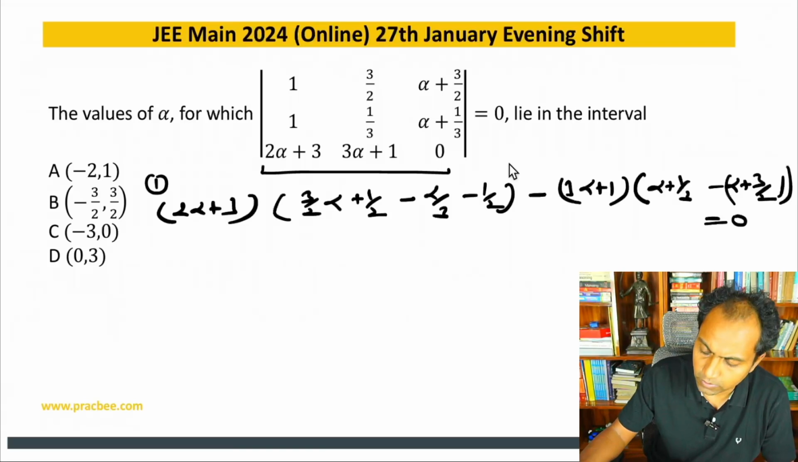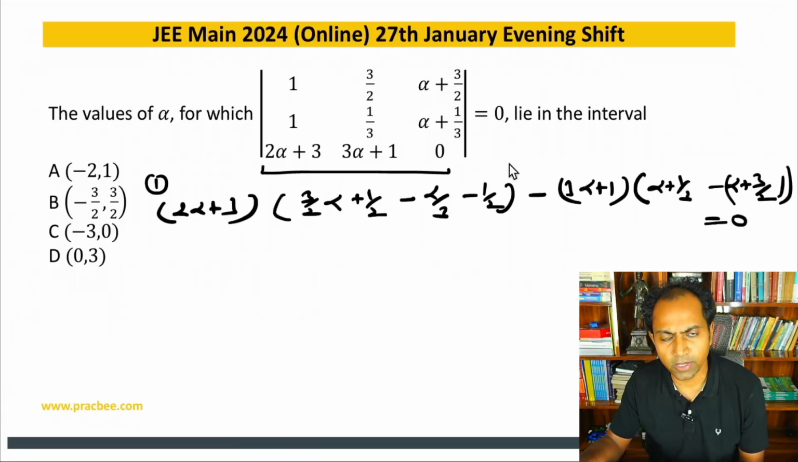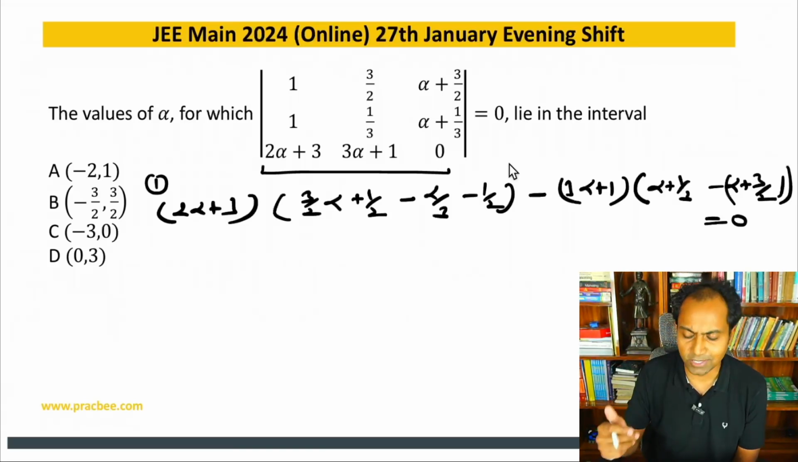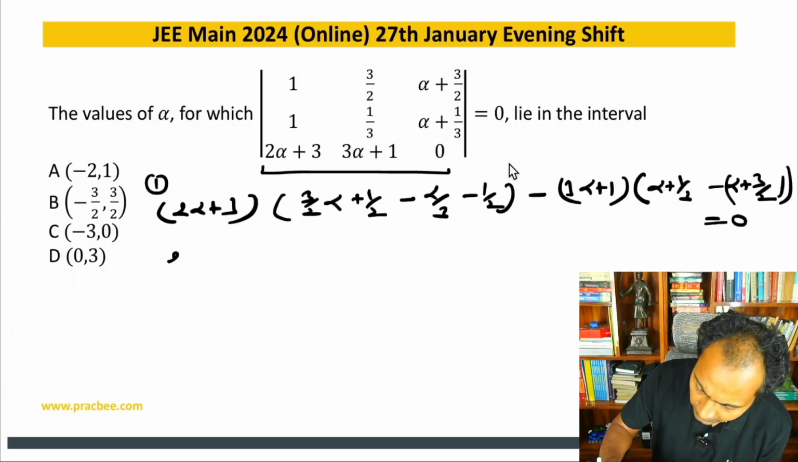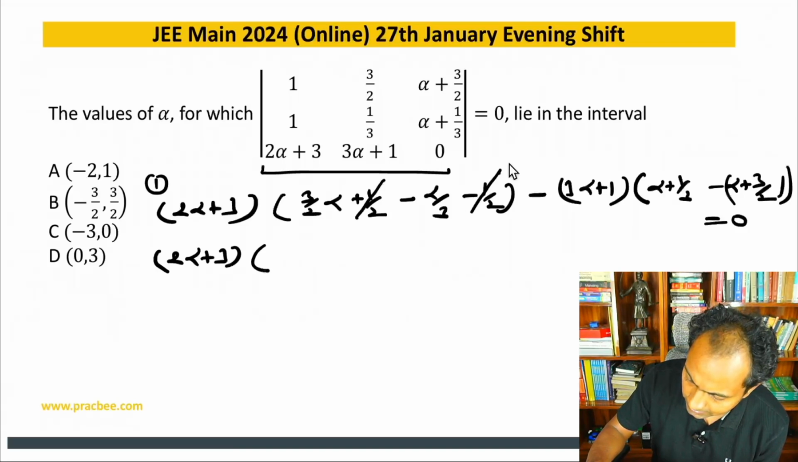And this should be equal to 0. All we need to do is solve this quadratic equation, find the values of alpha and then check the options. So let us simplify and see what we get. 2 alpha plus 3, the 1 by 2 will get cancelled out. What we are getting is nothing but 9 minus 2. This is minus 7 alpha by 6.